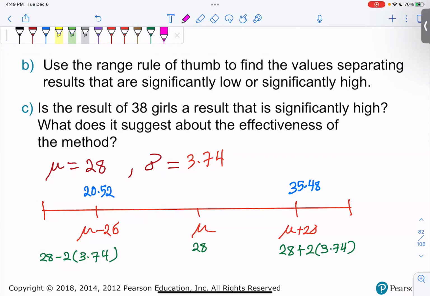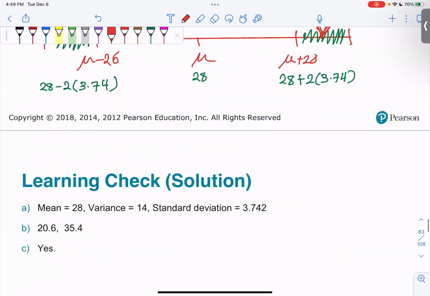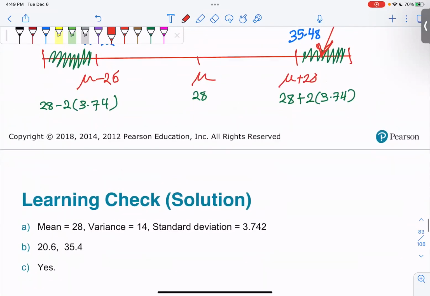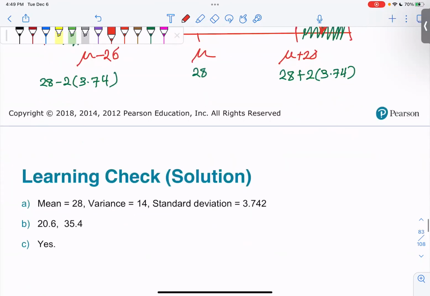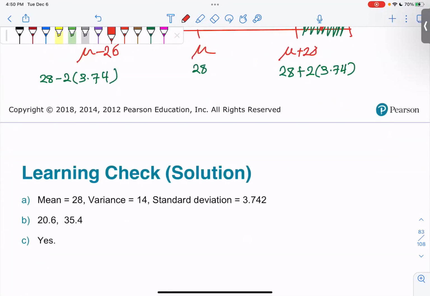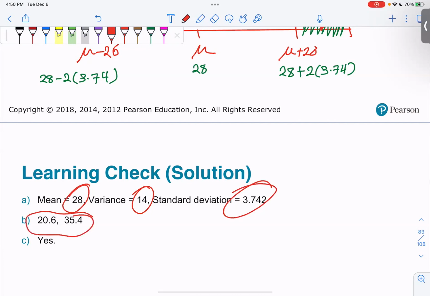So now any value here will be significantly high. Any value here will be significantly low. So now let's check like 38 girls. 38 will be somewhere here, right? So yes, 38 is a significantly high number. Okay, it's significantly high. So this is the value of variance, the mean and standard deviation, and those.